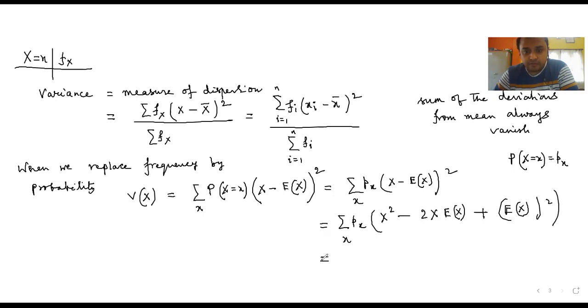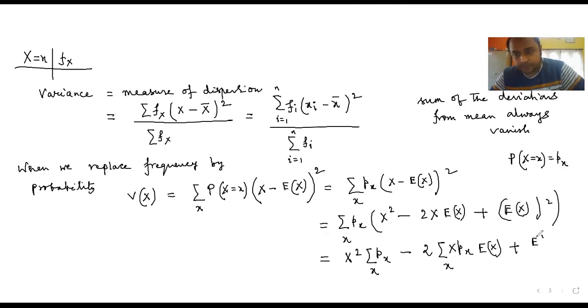And if I take the product of these terms with the probability, what do I get? Let us see. We get summation x into p(x) over x, and that is E(X). And the last one is summation p(x) into E(X) whole squared.